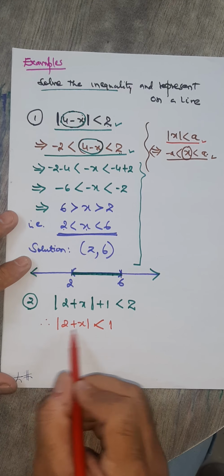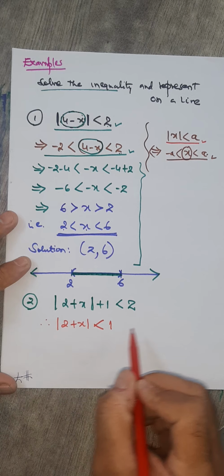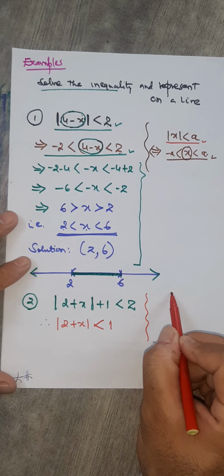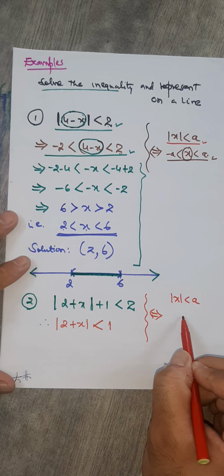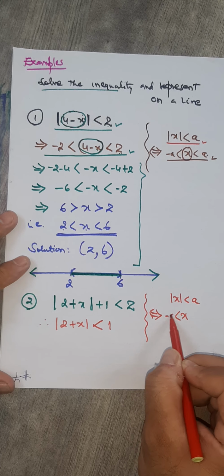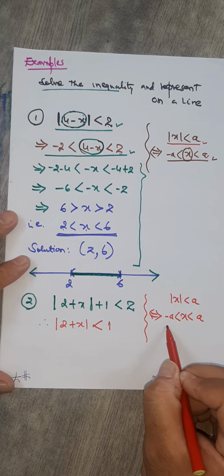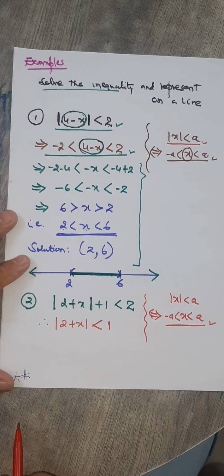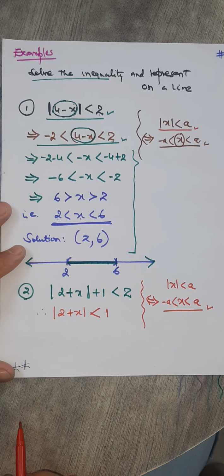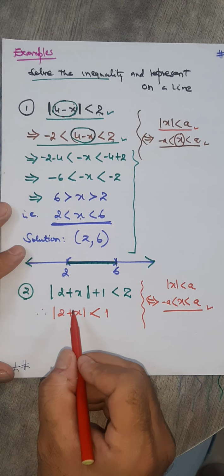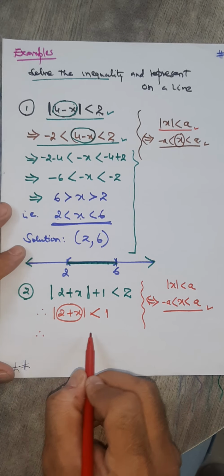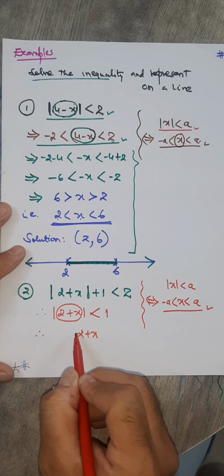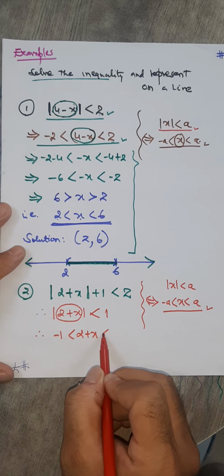Now what do we do? We use this result. Which result? Modulus of x less than a if and only if x is between which two numbers? Minus a and a. Remember, we use this result. Now imagine this is like x. So 2 plus x is between -1 and 1.